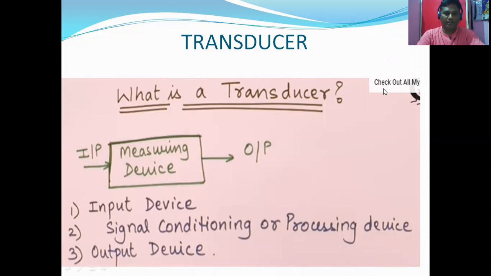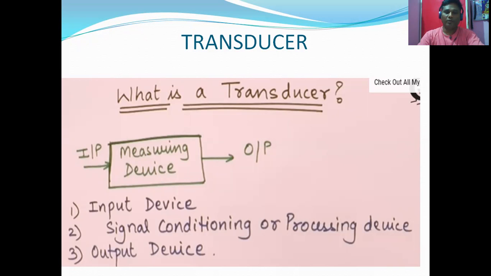In this class, we discuss transistors. What is the meaning of transistors? A transistor is a device that converts a non-electrical quantity to an electrical quantity. Non-electrical means, let us consider pressure as a non-electrical quantity. The non-electrical quantity is converted to the electrical quantity. The electrical quantity means, let us consider voltage, current, like that.